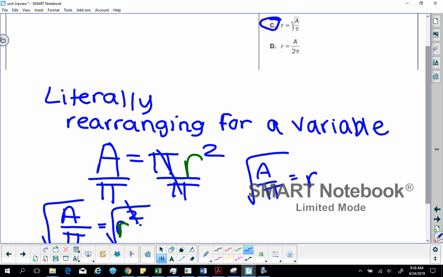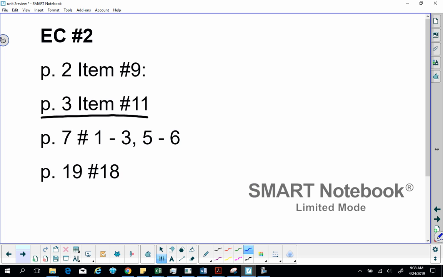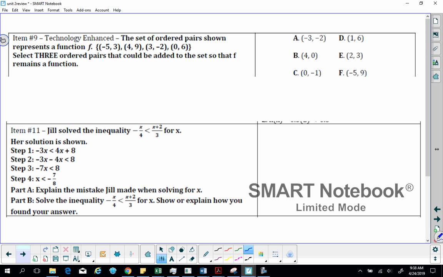You are going to be practicing with these two. But first I'm going to do one more with you. So you're going to page 3, number 11. It looks like this. And so these are the type of problems that you're going to see on your milestone, where it's giving you each step, and they're asking you to find the mistake. Those are the type of problems that you're going to get.